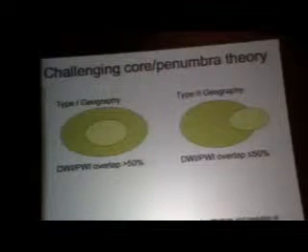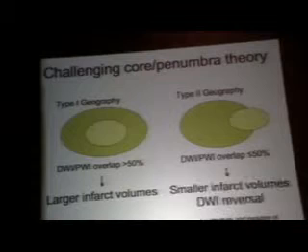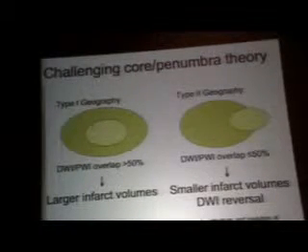The Stanford group further challenged the idea of the core and penumbra theory, looking at type 1 geography versus type 2. Type 1 is defined by the perfusion-weighted imaging volume overlapping the diffusion-weighted imaging volume by more than 50%, whereas type 2 is less than 50% overlap. If the diffusion-weighted lesion overlaps by more than 50%, we tend to have larger infarct volumes, whereas if it was less than 50%, there's a tendency for smaller infarct volumes and DWI reversal.